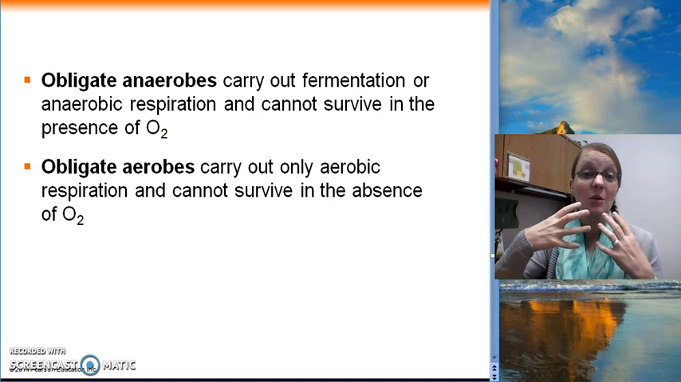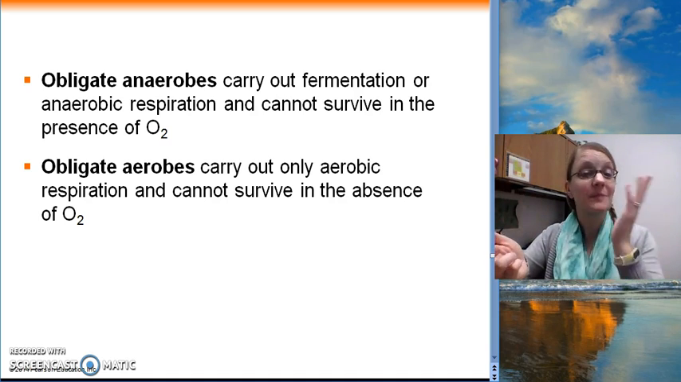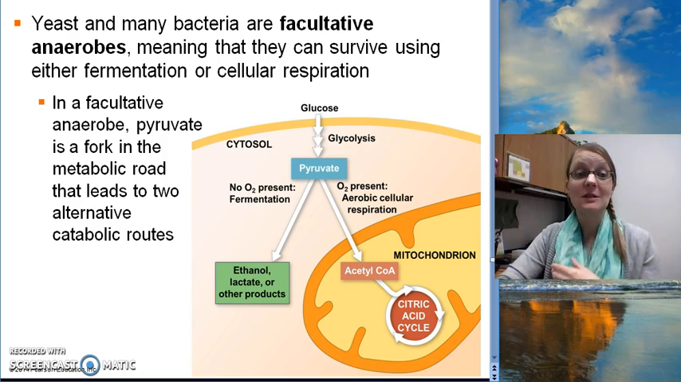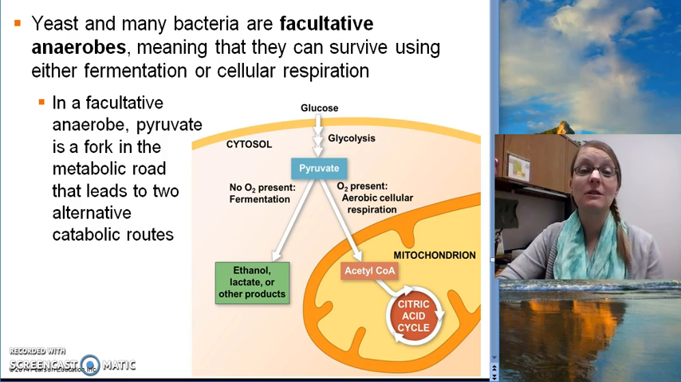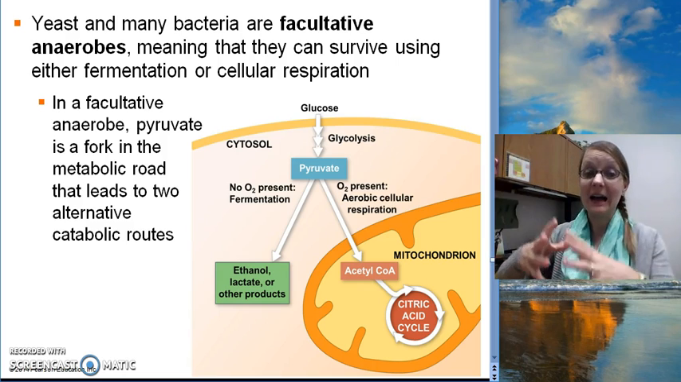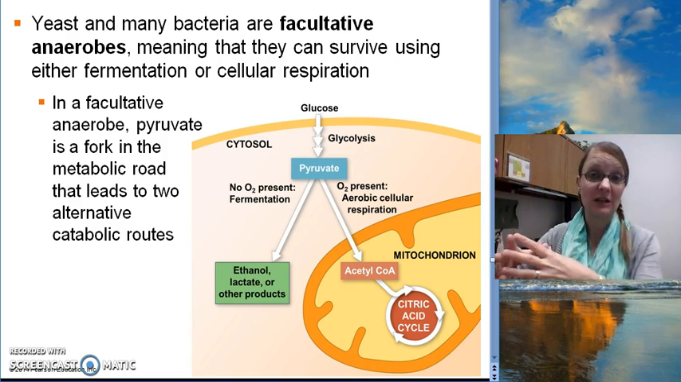This is why it's so important to maintain that oxygen supply to your brain. Because if they don't have it, they will die, unlike your muscle cells. Your muscle cells, and then yeast and many other bacteria, for example, are considered facultative anaerobes, meaning that they can survive using either fermentation or cellular respiration, aka aerobic respiration.